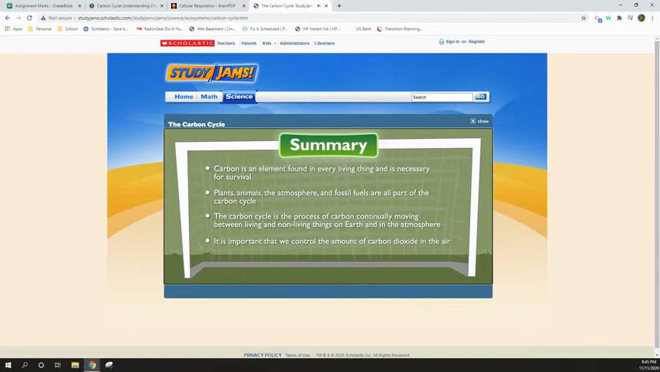Too much carbon dioxide in the air can cause global warming, so it's important that we control the amount of CO2 in the air. How's that for some carbon cycle savvy?